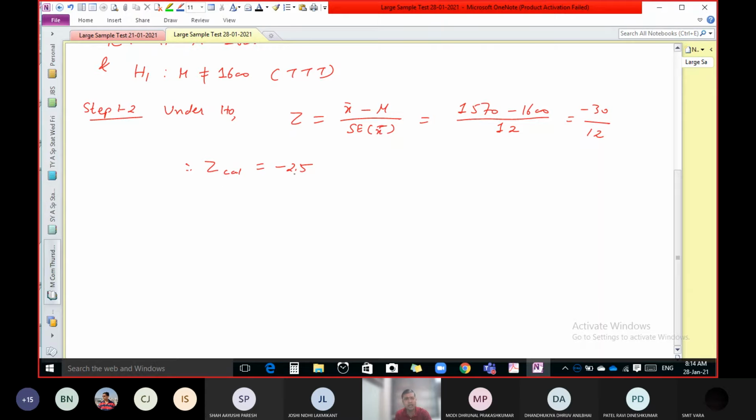We have the Z value, ZCal. Step 3. Just we have to write alpha. Here it is given that alpha is 5%. Over. So step 3 is also over.